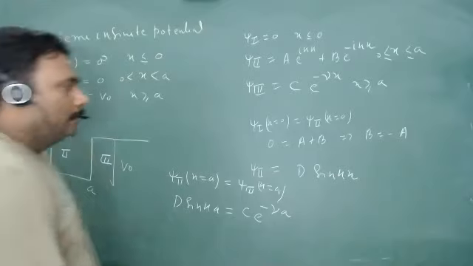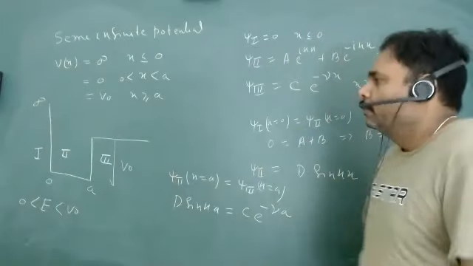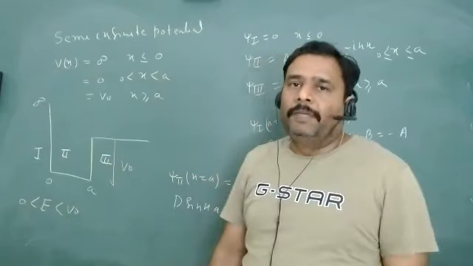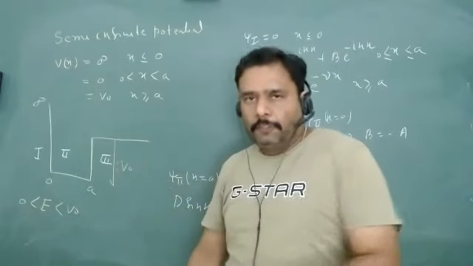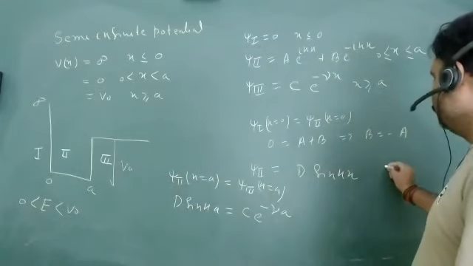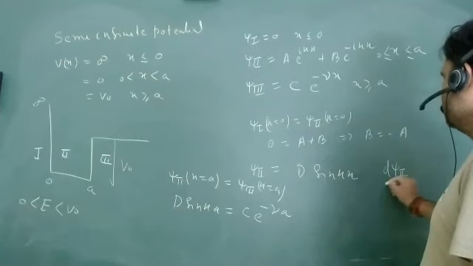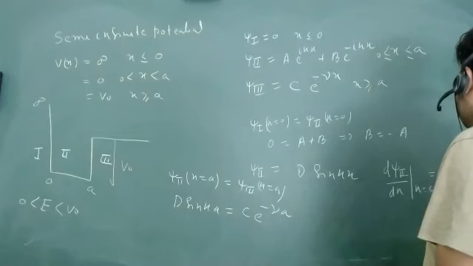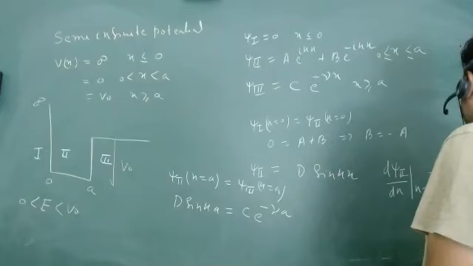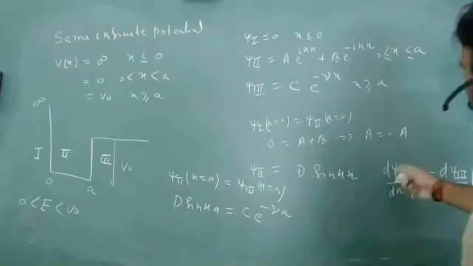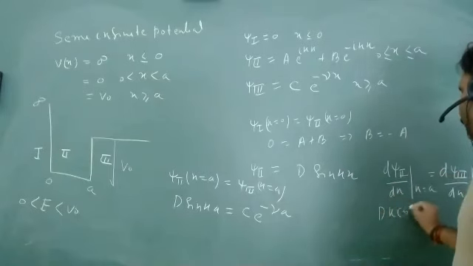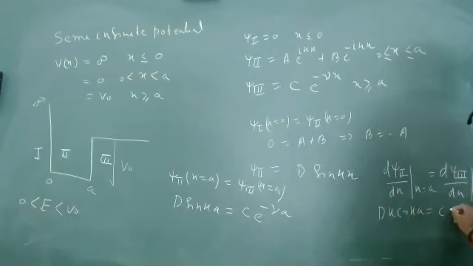What will be the next one? Next, we have to go for differentiability. Because earlier we didn't care about differentiability since the wave function itself was 0, so that didn't make any sense. But here you have a finite wave function, so we have to care about differentiability. So d psi 2 upon dx at x equal to a must be equal to d psi 3 upon dx at x equal to a. You first differentiate and then put the value. Then you have D k cos ka is equal to C minus gamma e to the power minus gamma a.